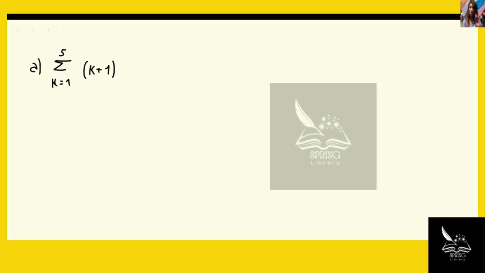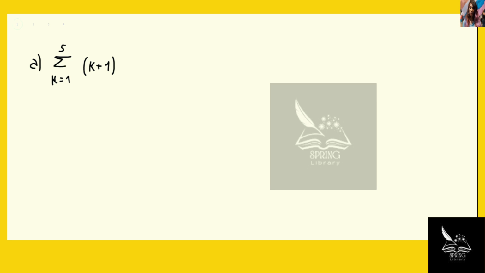We're asked to compute the sum for k that goes from 1 to 5 of k plus 1. So this is just, you take the summand and you replace k for all the values of k that go from 1 to 5. So we have 1 plus 1 plus 2 plus 1 plus all the way up to 5 plus 1. And of course this is 2 plus 3 plus all the way up to 6.